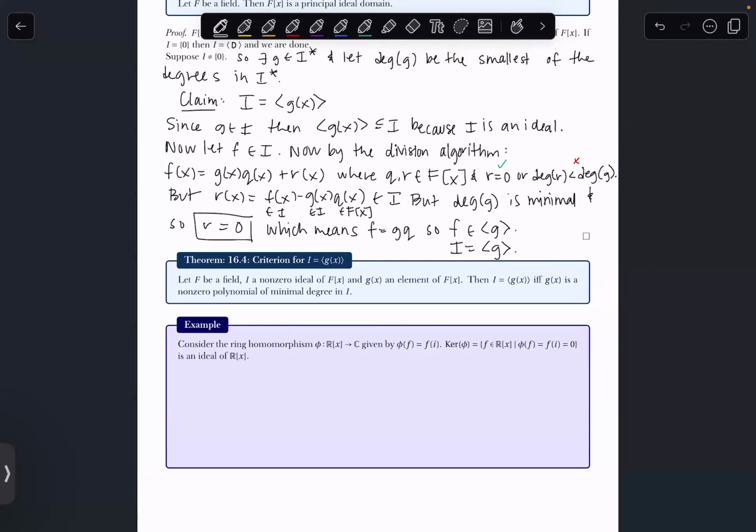Really exactly what we were doing here is the statement of this theorem: I can generate I, this PID, using any minimal degree polynomial I want, as long as it's not the zero polynomial. Really the work that we did here was proving this statement. But we'll just do one more example on this and then think about our chapter 17. So we'll start introducing our irreducible polynomials and things like that.